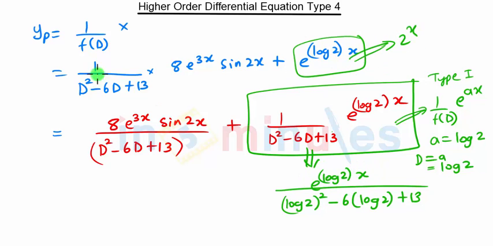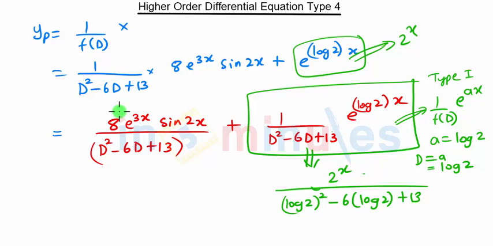So we are going to write that again. As you can see, we needed e raised to log of 2 into x so that we can apply the formula of type 1. That's why we wrote e raised to log 2 x instead of 2 raised to x, and while writing the final answer we will write 2 raised to x.